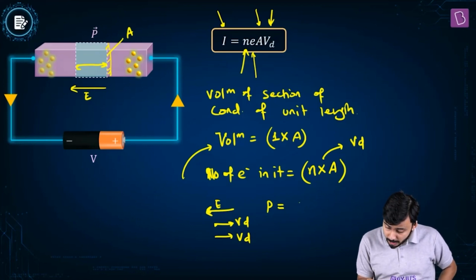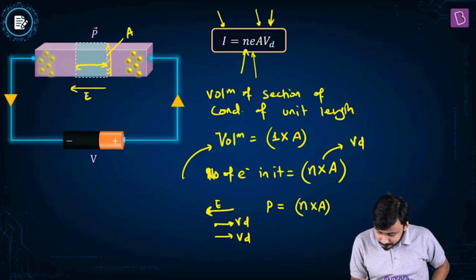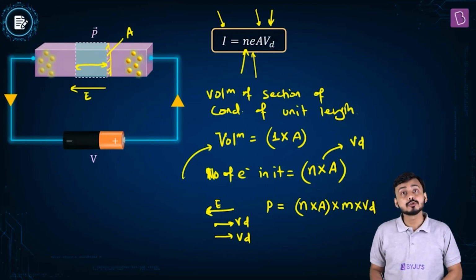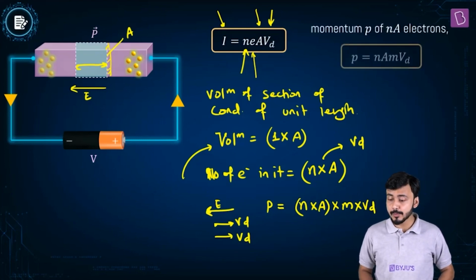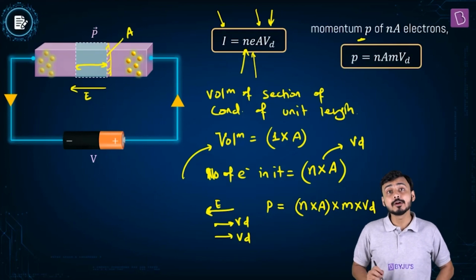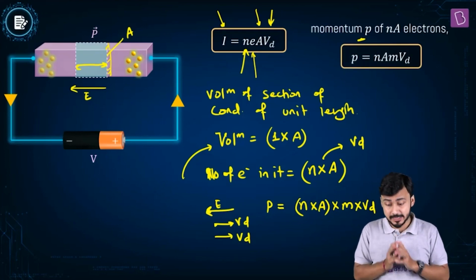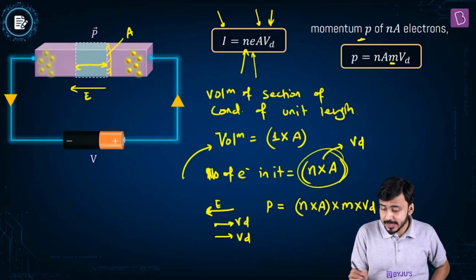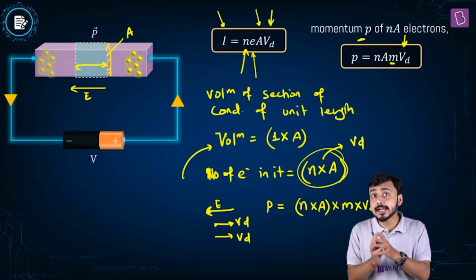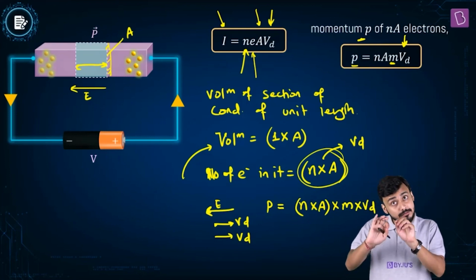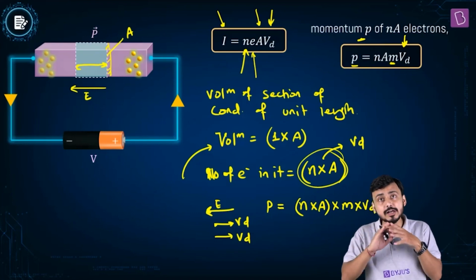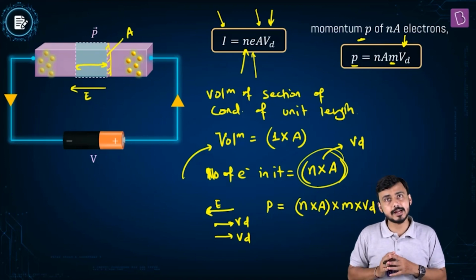That is equal to number of electrons multiplied by their mass multiplied by drift velocity. So basically this is the formula for momentum. Momentum P of all the electrons which are there in the segment. How many electrons are there in the segment? Na electrons. And each electron is having a mass m and it is moving with a velocity v. So all the electrons in that segment will have a momentum Na mvd, right? This I could do because vd for each electron was in the same direction. So I just directly added that, correct?